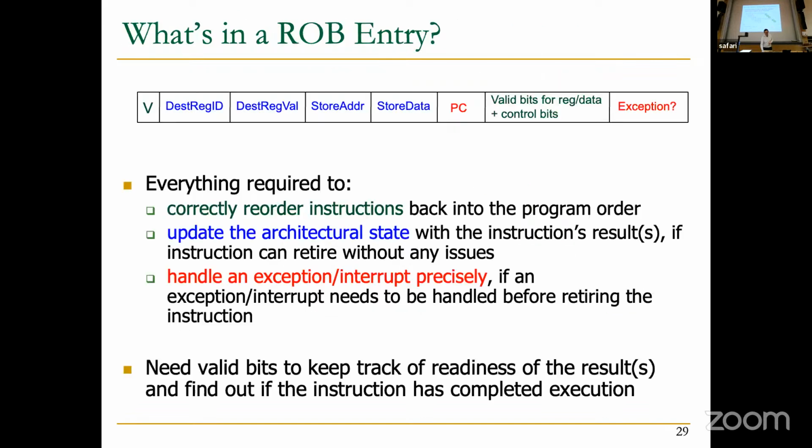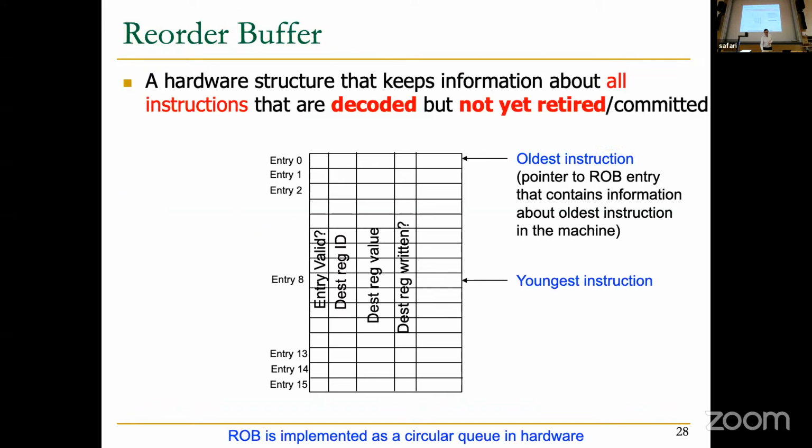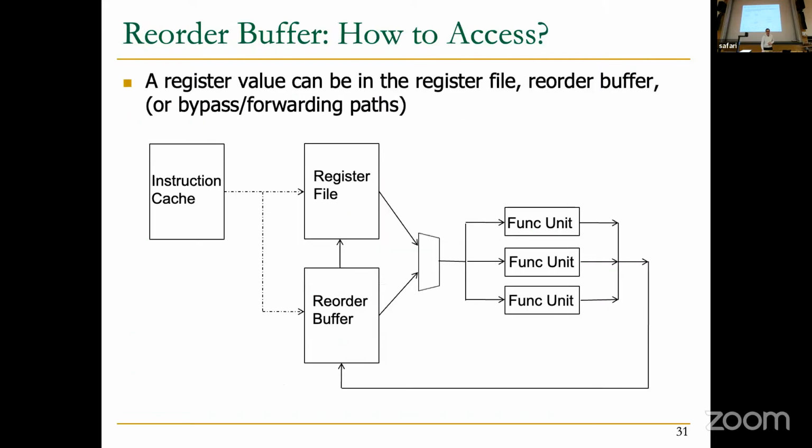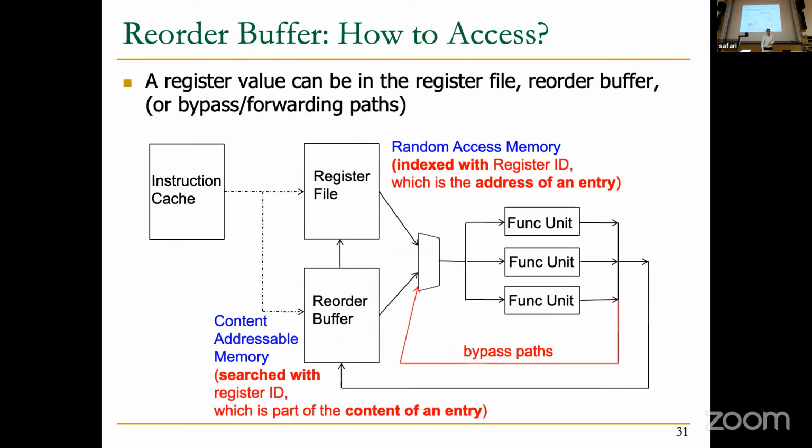Well, it's actually somewhere. It's actually encoded in this destination register ID in one of the entries, maybe. So you can find it. But this requires a very different type of search, if you will. You cannot just index the reorder buffer and get the value you're looking for. You really have to do a search.